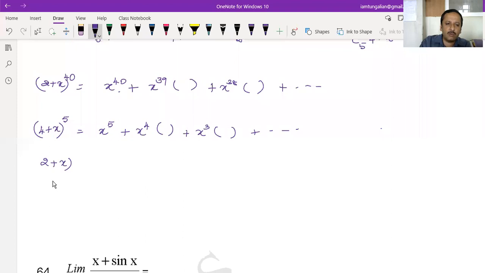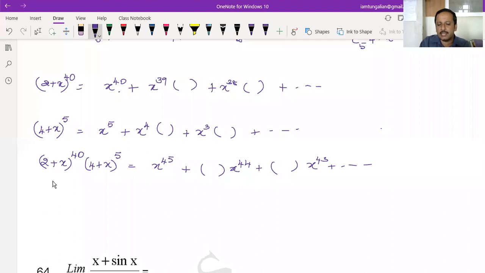2 plus x whole power 40 into 4 plus x whole power 5 is equal to x power 45 plus some number into x power 44. Here x power 40 into x power 4 gives you x power 44. x power 39 into x power 5 will also give you x power 44. Add them, simplify. So x power 44 into some number, etc. Similarly, some number into x power 43, etc. So from this we can conclude that this product is a polynomial of degree 45 and the coefficient of x power 45 is 1. Now coming to denominator.